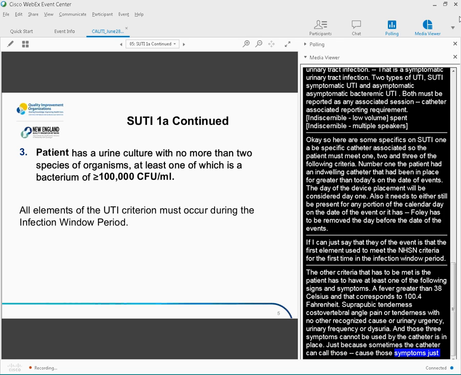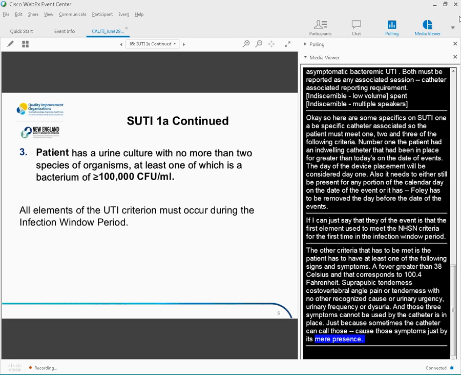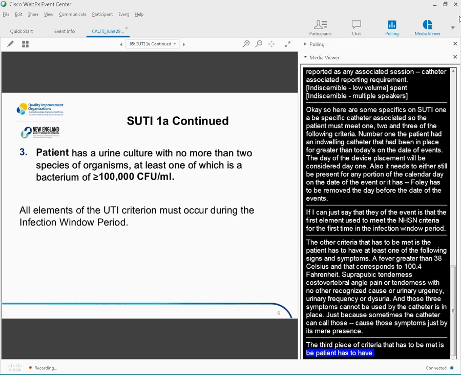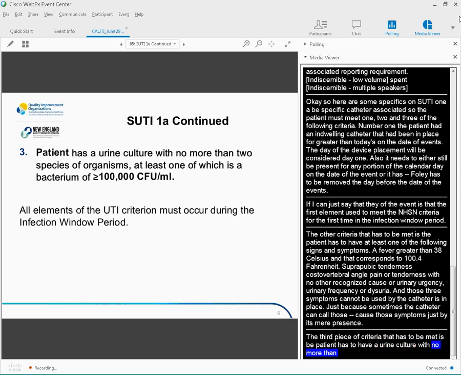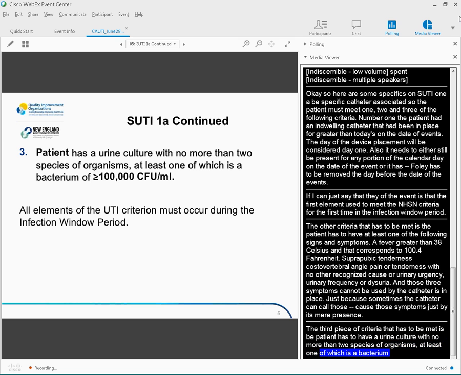Okay, and the third piece of criteria that has to be met is the patient has to have a urine culture with no more than 2 species of organisms, at least one of which is a bacterium of greater than 100,000 colony-forming units per milliliter.